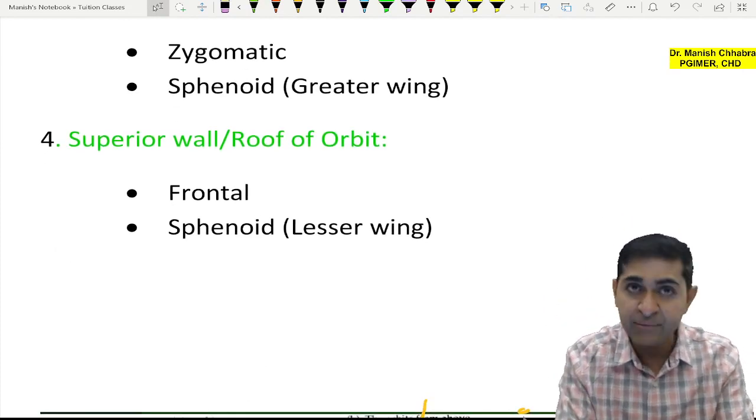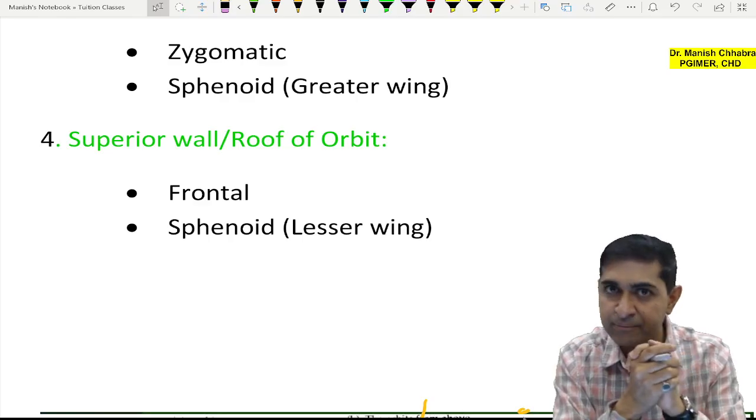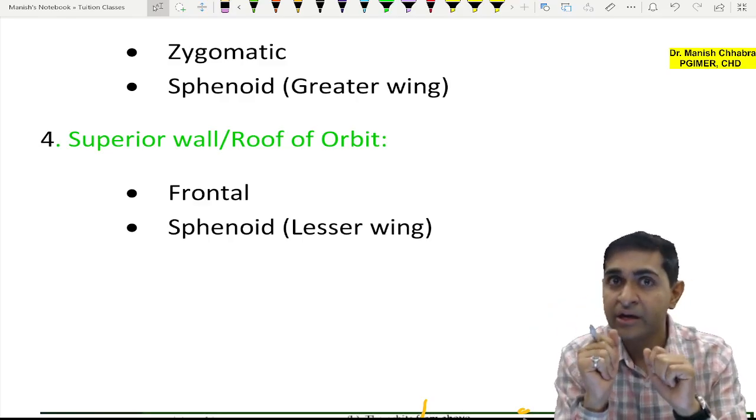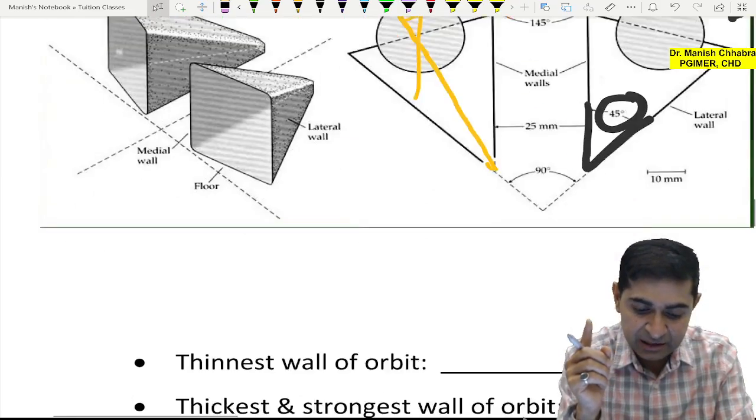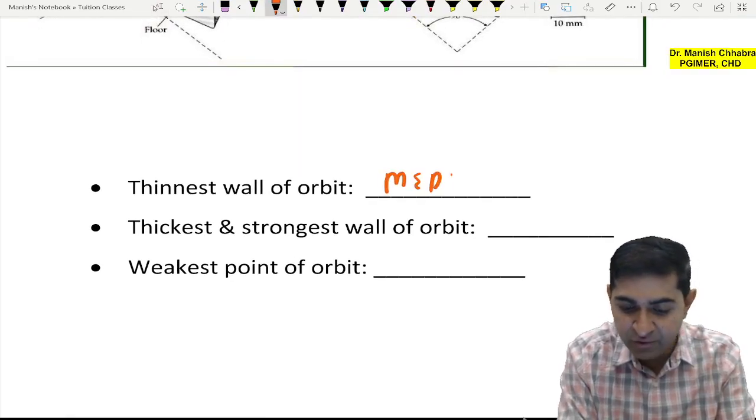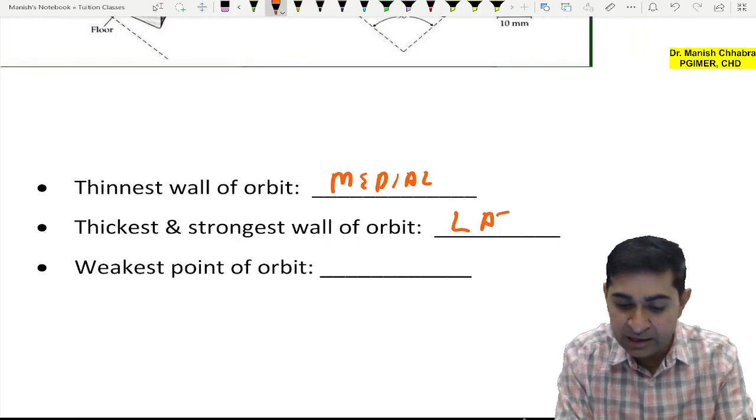Now if I may ask you, which is the strongest wall of the orbit? That is your lateral wall. Which is the thinnest wall of the orbit? That is your medial wall. So the thinnest wall is your medial wall and the strongest is your lateral wall.